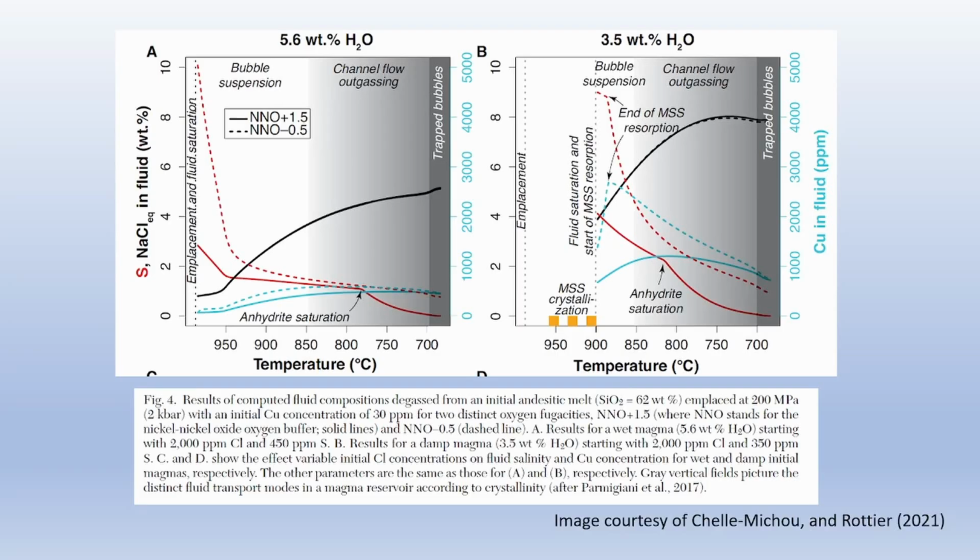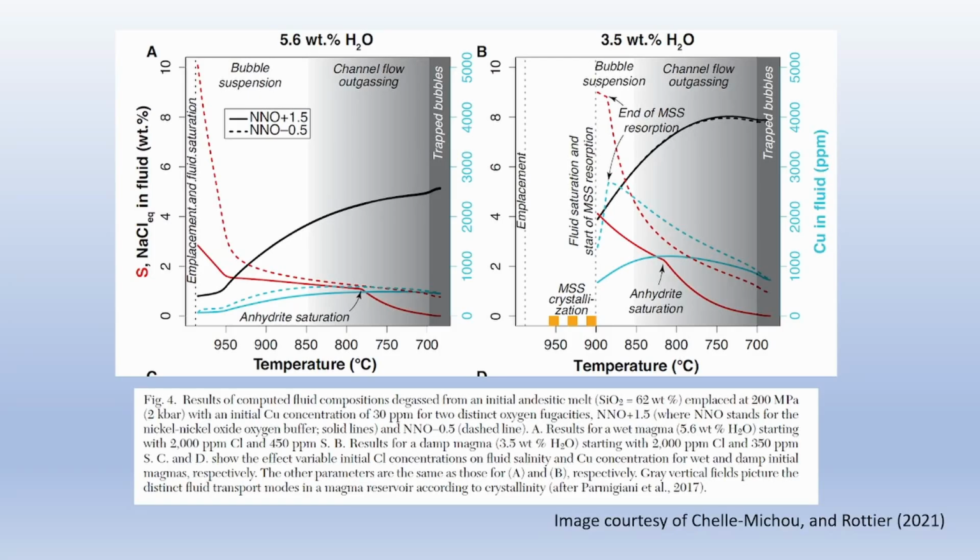Here in panel A, we have wet magma with 5.6% water content. Here we are looking at key turning points in magma degassing and copper mobilization. So what happens when magma starts to cool and degas in panel A with 5.6% water?